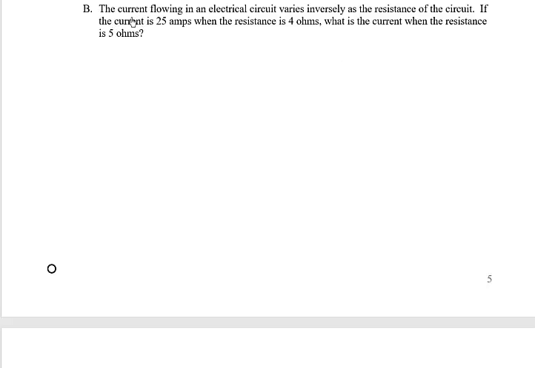This problem talks about current flowing in an electrical circuit, and it says the current varies inversely as the resistance of the circuit. That statement is going to help me do step 1, write my general variation equation. Then it goes on to say, if the current is 25 amps when the resistance is 4 ohms, what is the current when the resistance is 5 ohms? That if statement, that's going to help me do step 2. They only are giving me that so that I can figure out the K. Once I've got the K, I can answer the final question.